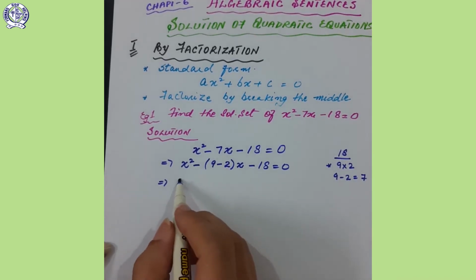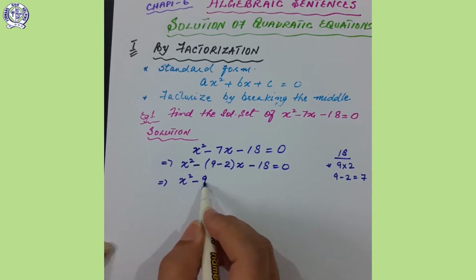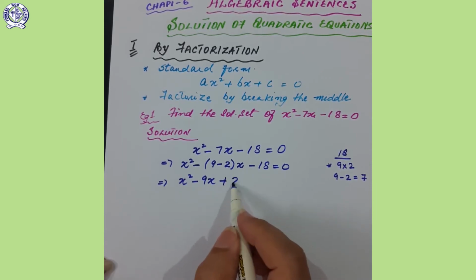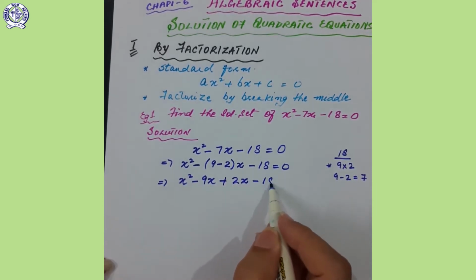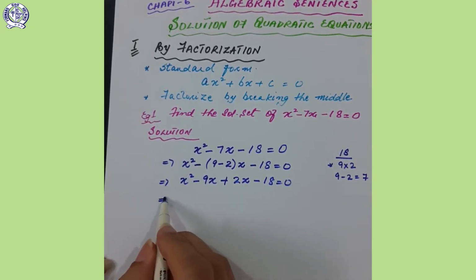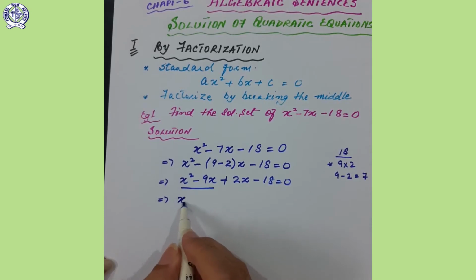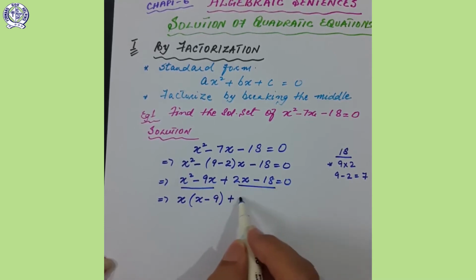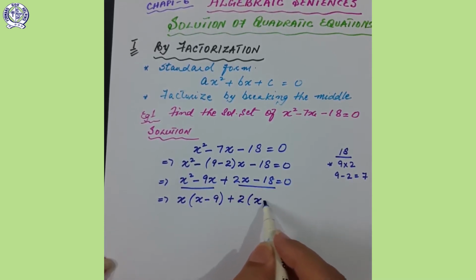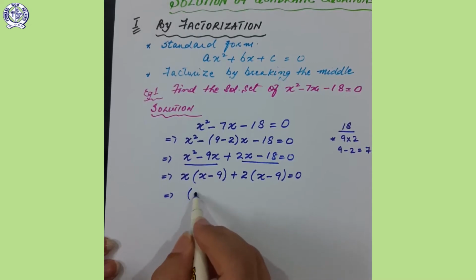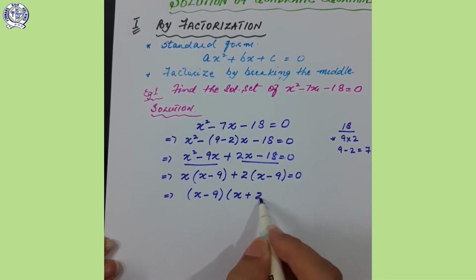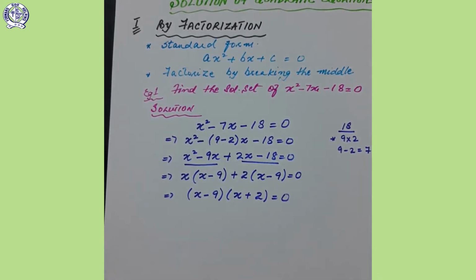Now x square, open the bracket, minus 9 into x, 9x, minus into minus is plus, 2 into x is 2x, minus 18 equals to 0. Now you all know how to solve it. Common from first two, x is common, x minus 9 remaining terms, plus common from these two, 2 is common, remaining terms x minus 9 equals to 0. Common bracket is x minus 9 and remaining in the second bracket x plus 2 equals to 0. Till here you all know how to solve it.